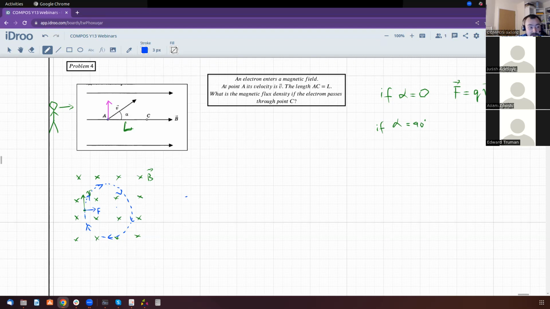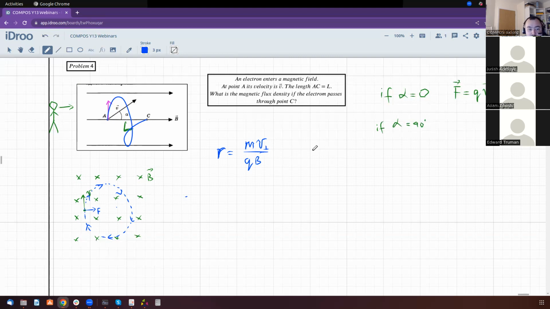Yeah, helix, spiral. So what happens is the electron would travel like this, make a spiral, and then travel to C. Right. And the radius of this spiral is, as we already know, mv perpendicular divided by qB. And the horizontal movement, the horizontal speed, is v parallel.